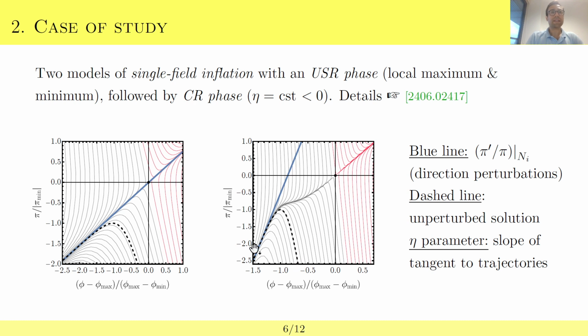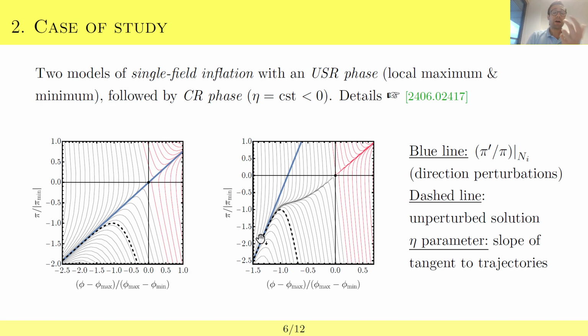The black dashed line is the background, or unperturbed, trajectory of the inflaton. So going upwards here is the ultra-slow roll phase, in which the inflaton decreases. You can see that the velocity becomes smaller and smaller, and then it accelerates back during this constant roll phase. And indeed, this is a constant roll phase because from the equations of motion, it can be seen that the tangent to these trajectories in phase space is precisely eta. So a constant roll phase in phase space simply consists of a straight line. So this part here of the background trajectory, which is straight, is the constant roll phase of the background trajectory.